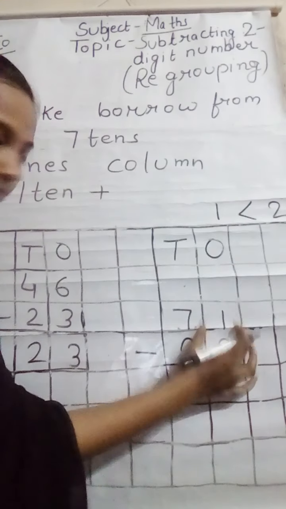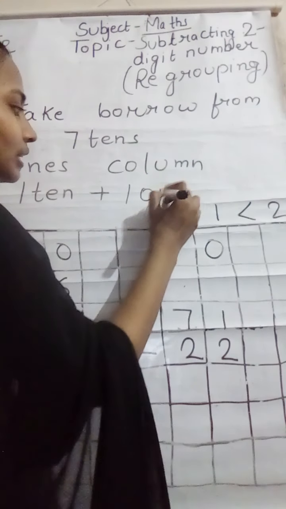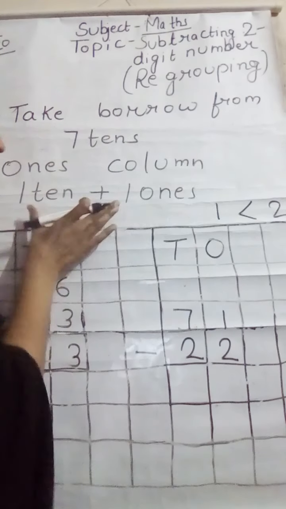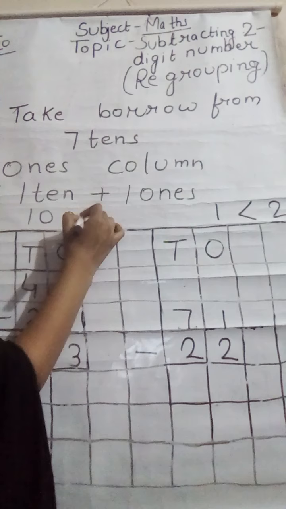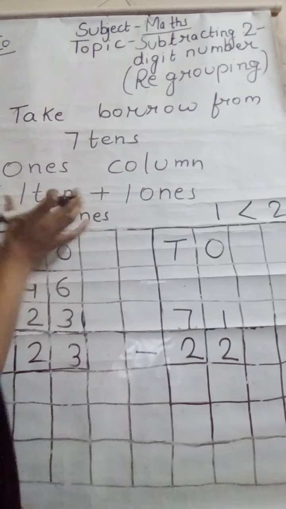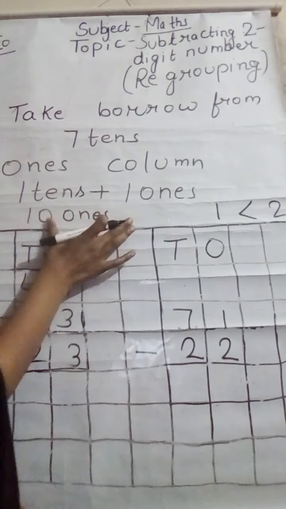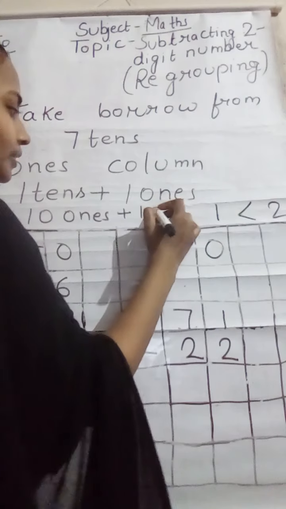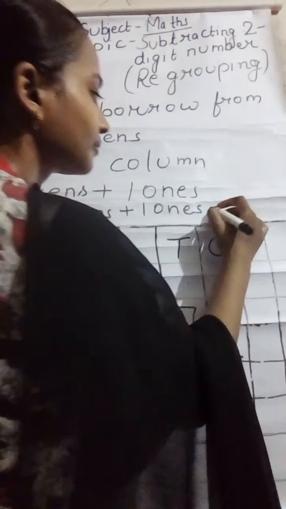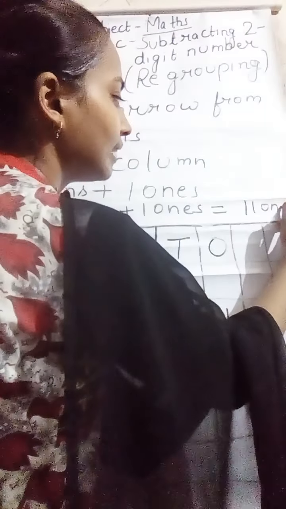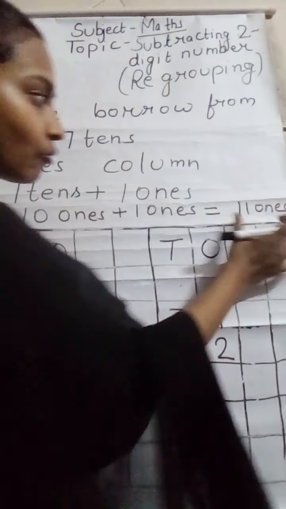So 1/10 plus 1 ones, what does it become? 1/10 means 10 ones. 1/10 means 10 ones plus 1 ones. What does it become? It becomes 11 ones, right? So children, what does it become?